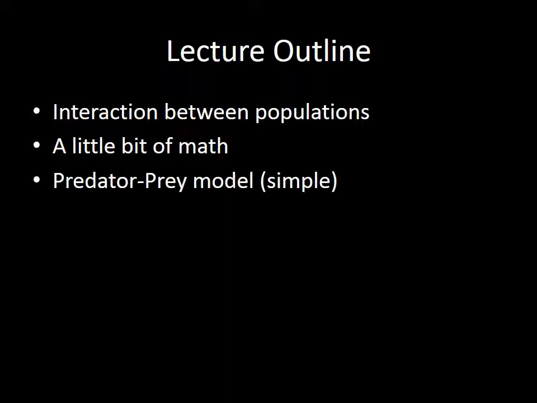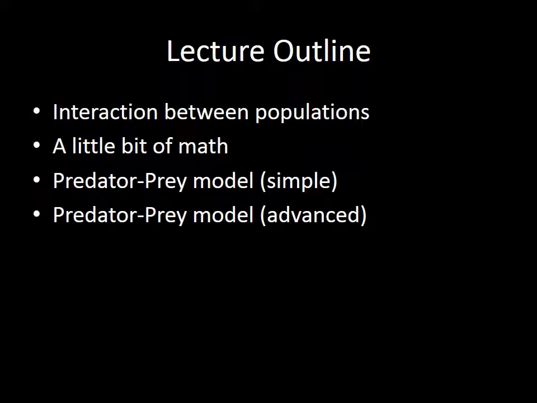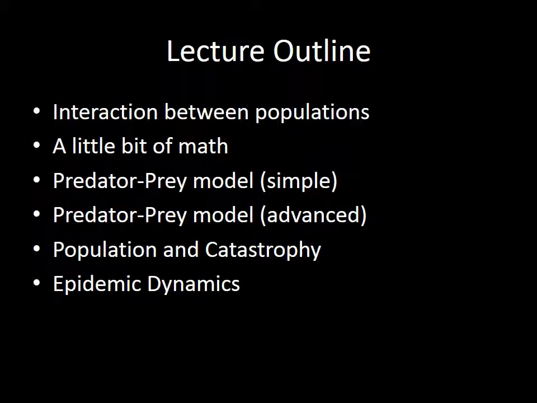And we're going to be looking at a first type of interaction, which is referred to as the predator-prey models. We're going to be looking at a simple example in predator-prey. We're going to be doing an advanced version of a predator-prey model. We're going to be looking at the interaction between population and catastrophes and how a catastrophe affects population at a given point in time, and see how that changes the dynamics of the system. And then we're going to talk about another type of interaction between populations, which is epidemics, and how epidemics move over time.